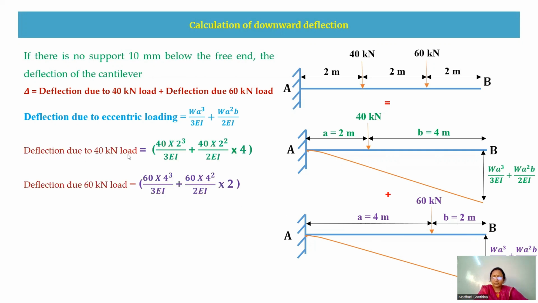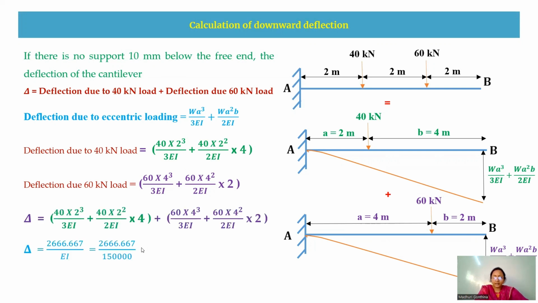So the deflection due to the 40 kilonewton load is this one, and the deflection due to the 60 kilonewton load is this value, this equation. Now together we are going to add them and we get the simplified value like this. Therefore, the delta here is 0.0177778 meters.